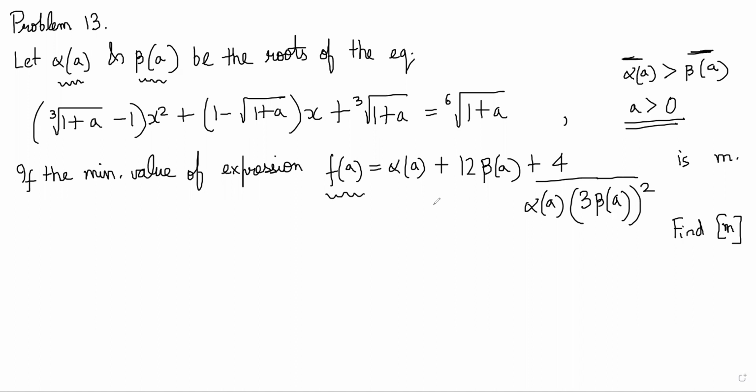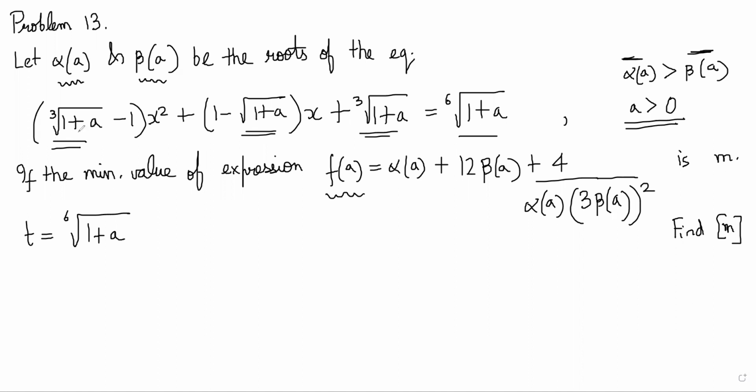So the first job here is obviously to solve for the equation, right? This equation looks very complicated. You can see that the powers are 1 by 3 here, 1 by 2 here, 1 by 3 here, 1 by 6 here. So let's take a simple substitution. T is equal to sixth root of 1 plus a, because that will ensure that all the radicals will get removed, right?